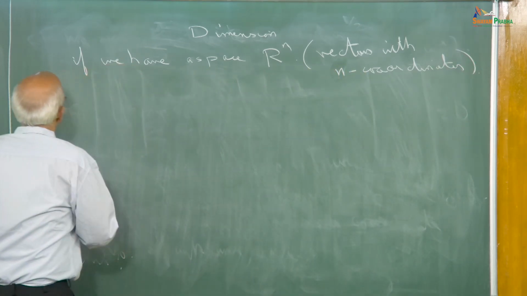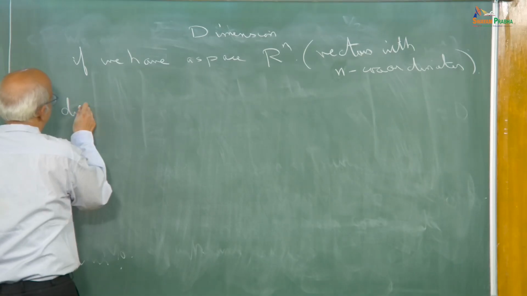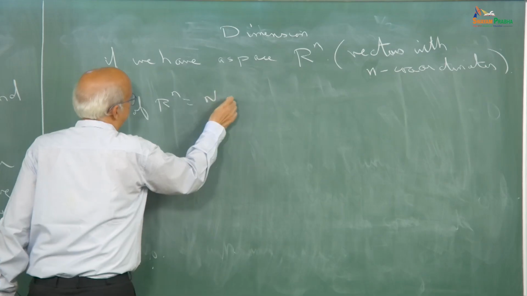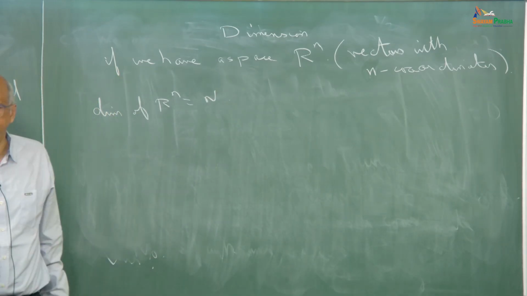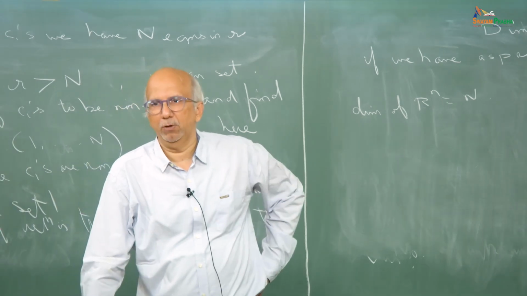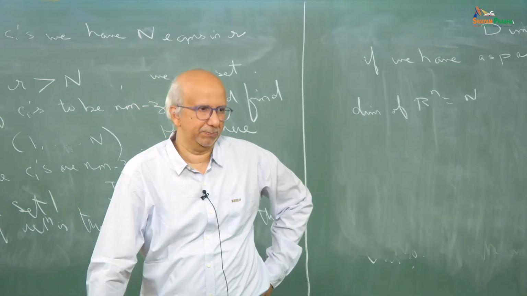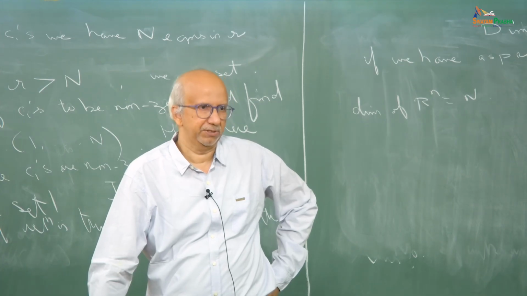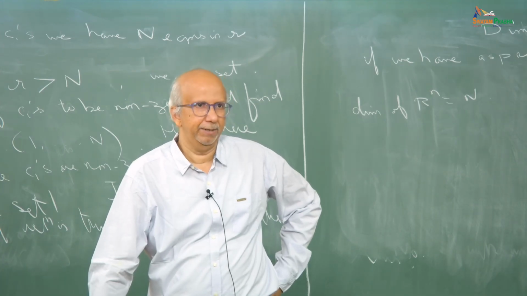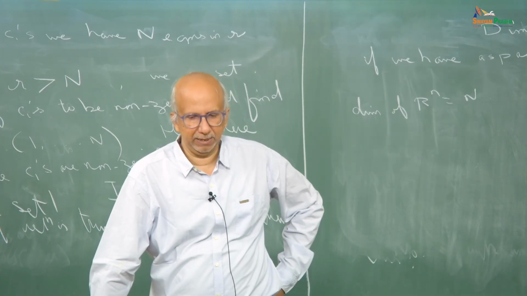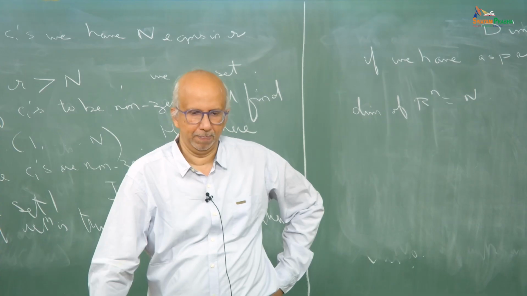And we said the dimension of Rn is n. But I want to make it a bit more formal. I do not want to just say it is n dimensional space. I want to give you a more formal definition of dimension, which can be for any general space. Then you will see certain extra things can come out.